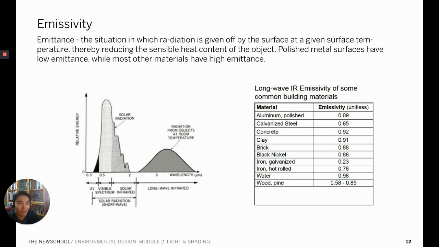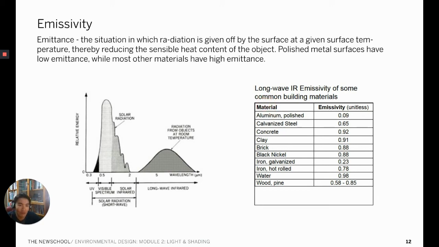The three optical properties that we've just discussed are related to the portion of the visible spectrum, which is here. However, emissivity is related to infrared radiation, which is not visible to the human eye. The emissivity of a material is the measure of the object's ability to emit infrared energy, and it addresses a different portion of the lighting energy.